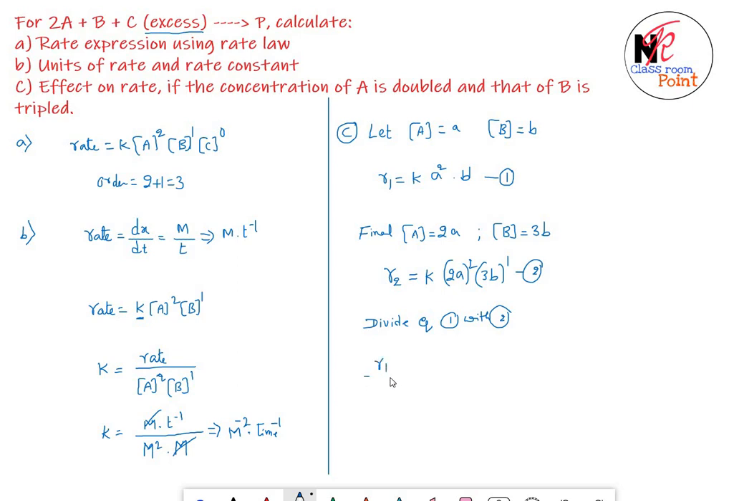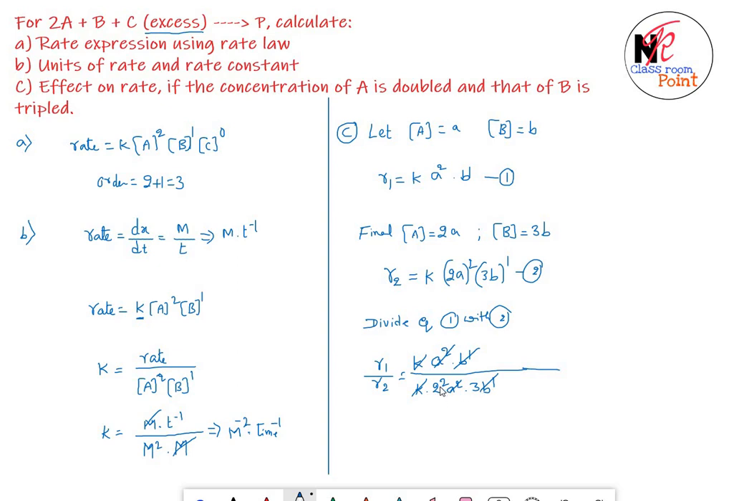So we shall get R1 divided by R2 equals K into A square into B power 1, divided by K into 2A square. 2A square I am writing as 2 square A square; you can write it as (2A) square also. This is 3B power 1. K cancels out, A square cancels out, B power 1 also gets cancelled.